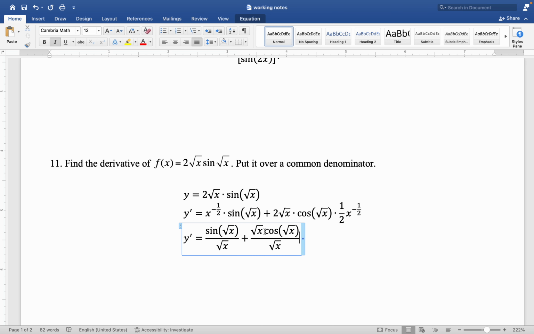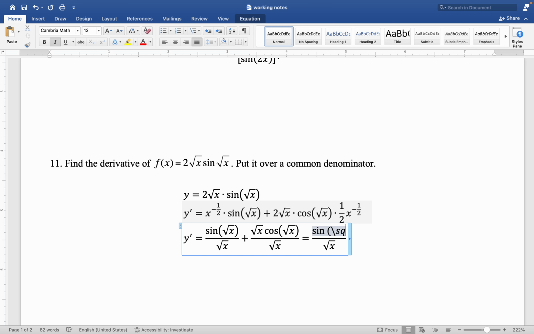Now, you might be tempted to cancel the root x on top and the root x on the bottom. You definitely could. The only reason I wouldn't is that they said put it over a common denominator. So they actually want you to keep this common denominator here. It's not mathematically wrong if you don't, but for whatever reason they want you to keep it. So I'll keep it, and I think what they want us to do is combine those two fractions into a single fraction.